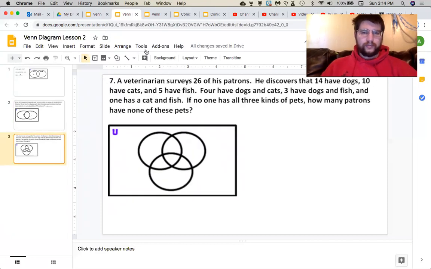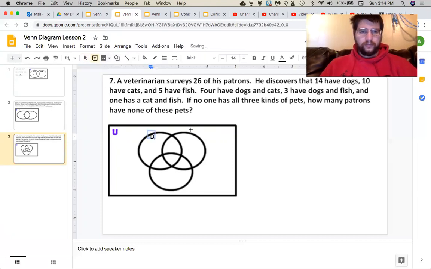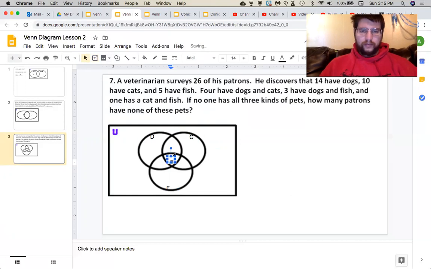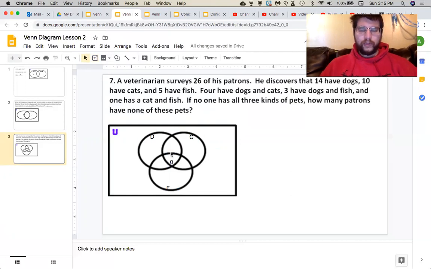Let's label these things. Dogs, cats, fish. So 14 have dogs. 4 have dogs and cats. Let's read it all first. 3 have dogs and fish. 1 has cat and fish. None have all 3. Okay, let's start with that. So 0 right there. None have all 3 kinds.